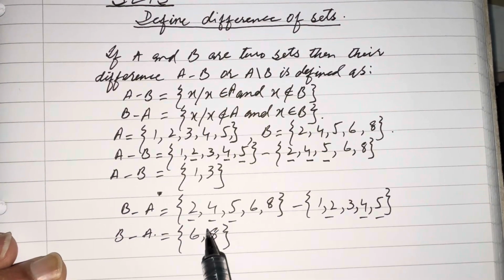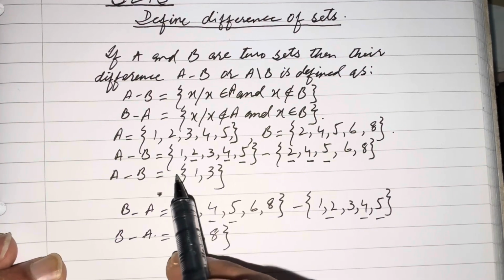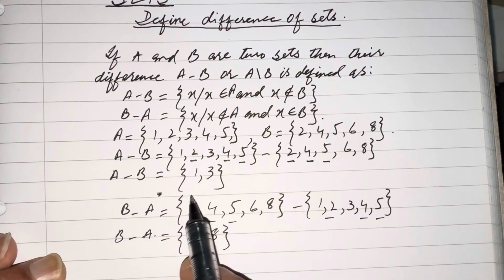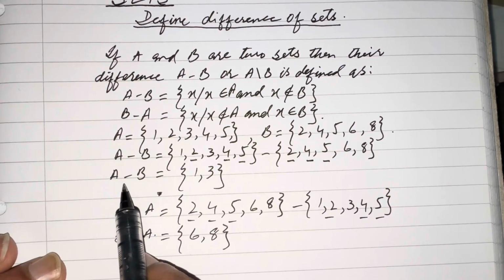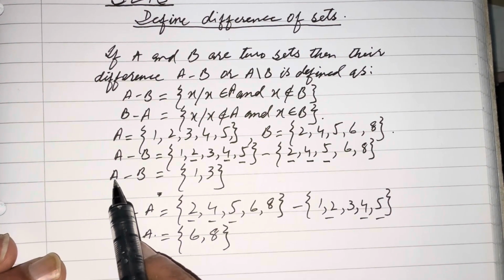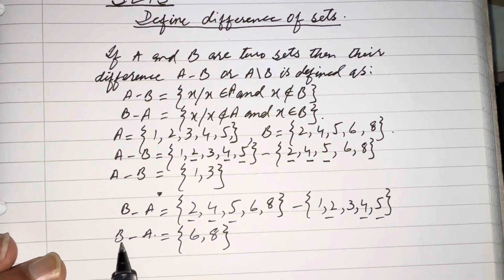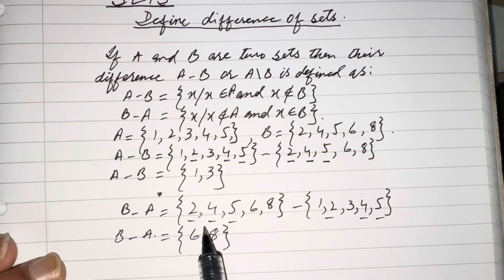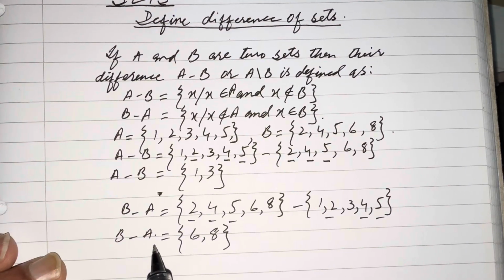So that's the difference when we have found the difference between A and B and B and A. So the answer is different. When we find the difference between A and B, the answer was 1 and 3. And when we found the difference between B and A, the answer is 6 and 8. So those two answers are different from each other. So A minus B will not be equal to B minus A.